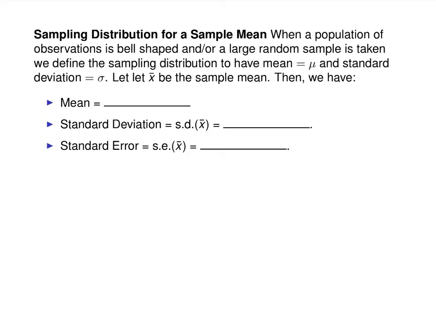When a population of observations is bell-shaped and/or a large random sample is taken, we define the sampling distribution of mean mu and standard deviation sigma. Suppose x bar is the sample mean. Then the mean of this sampling distribution is mu. The standard deviation of x bar is sigma over root n. And the standard error is s over root n, where s is equal to the sample standard deviation. And remember that standard error is going to be used to estimate standard deviation in the next chapters we discuss.